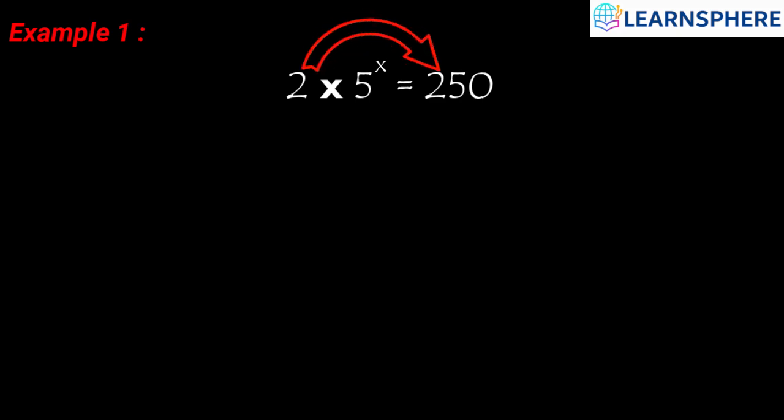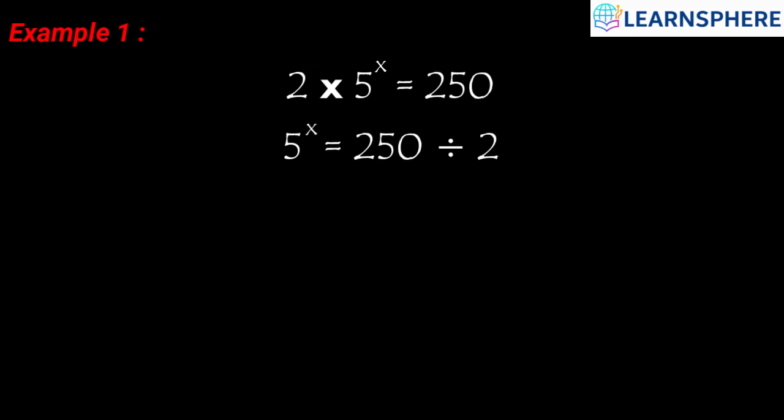For example 1, we have 2 times 5 to the power of x equals 250. Firstly, we have to get rid of the 2 on the left-hand side by bringing it over to the right-hand side. Therefore, it becomes 5 to the power of x equals 250 divided by 2, which can then be simplified to be 5 to the power of x equals 125.